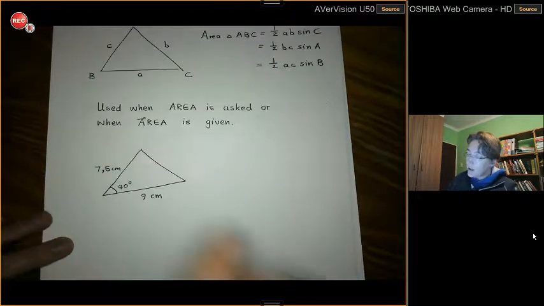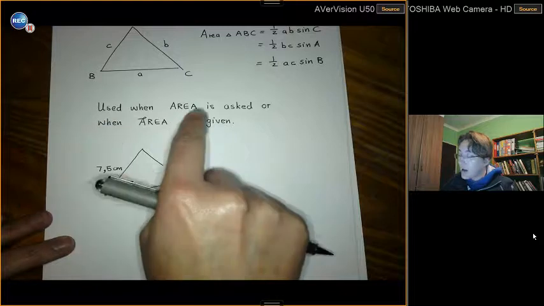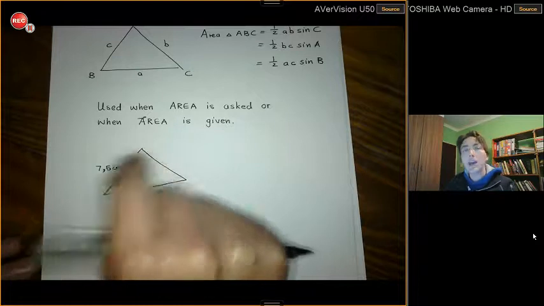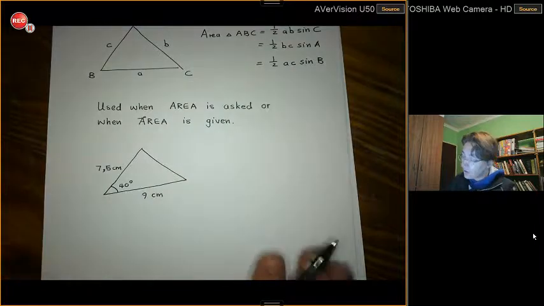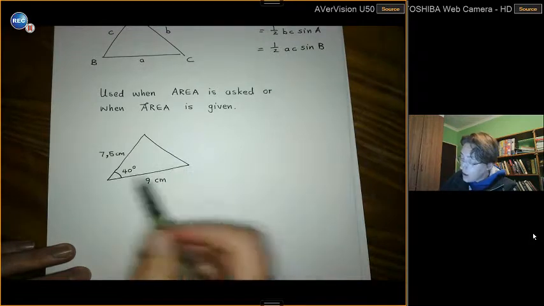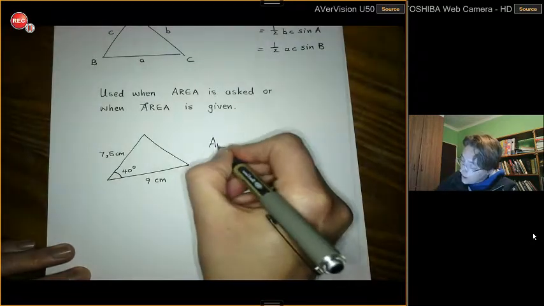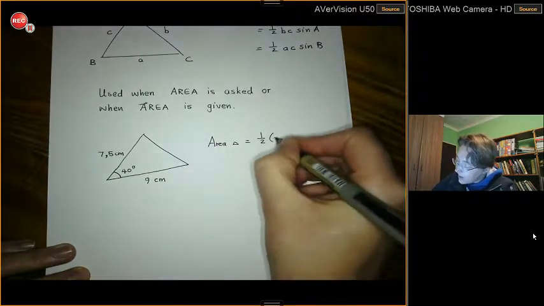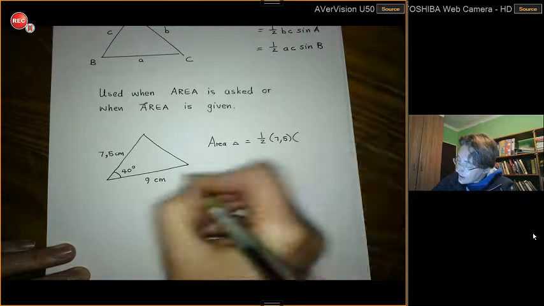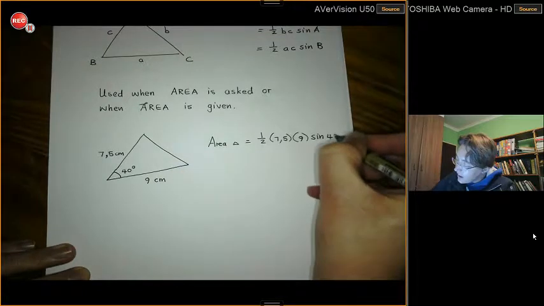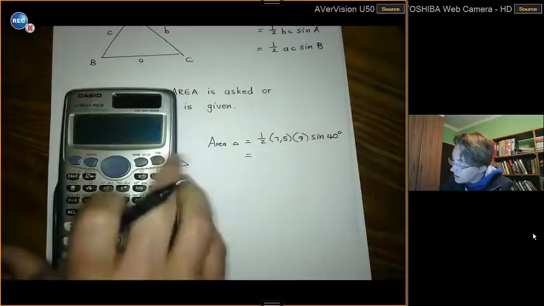And that is why you use this particular formula either when the area is asked or when the area is given. So only when they mention area do you use the area formula. If area is not mentioned, you either use the sine rule or you use the cosine rule. So in this case, they will ask you calculate the area of this triangle. And when they ask you calculate the area of this triangle, we will say the area of this triangle is half the one side, 7,5, times the other side, which is 9, times the sine of the included angle, which is 40 degrees. And you can type that straight into your calculator.